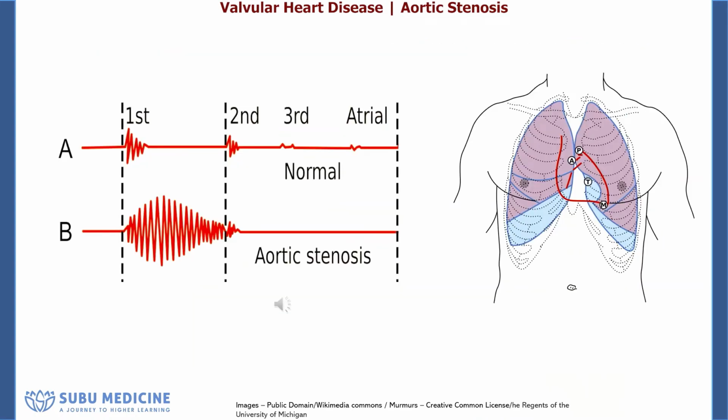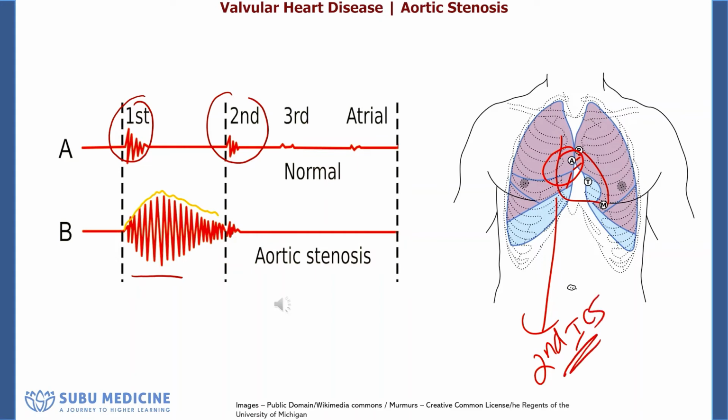Now, if you're looking at this one right here, this is the first heart sound and this is the second heart sound. In between the first and second heart sound, you see clearly there's a crescendo-decrescendo murmur, and it's classic for aortic stenosis. The murmur is best heard at the second intercostal space, on the right upper side, which is where the base is.